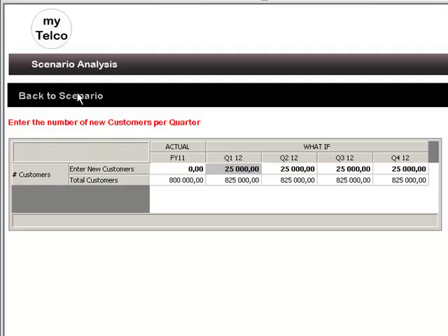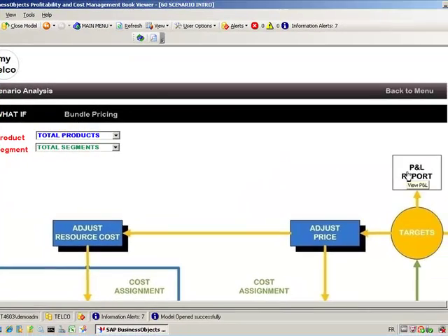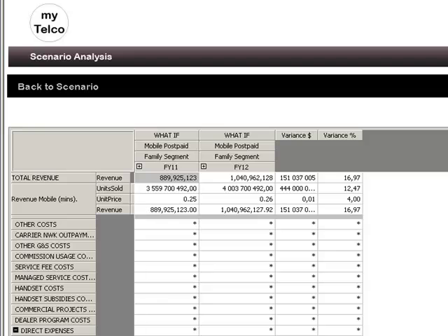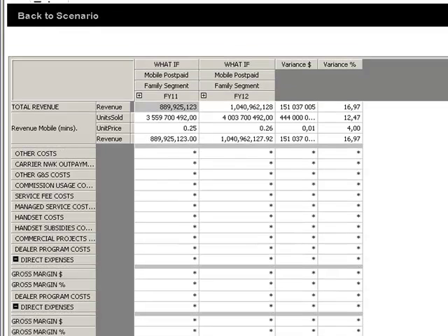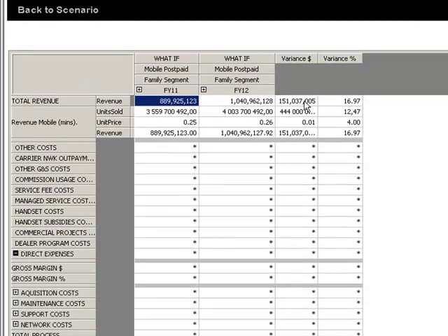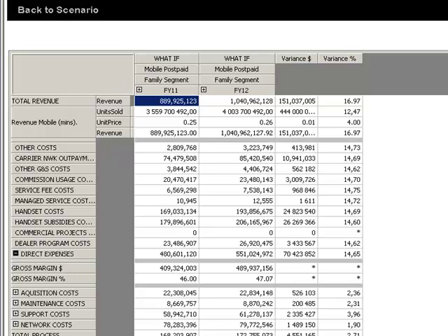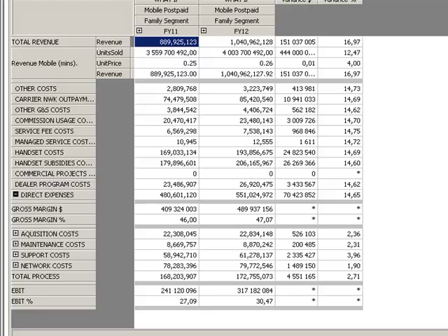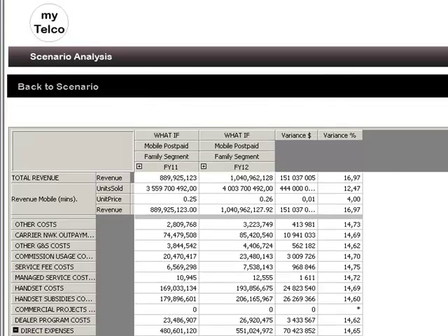And if I go back now to my P&L report, let me recalculate the model. So in real time, the what-if analysis scenario is being recalculated, and now I can see that I'm reaching my target of more than 30% of EBIT. So I have a plan, and now I can confidently propose it to my CFO.